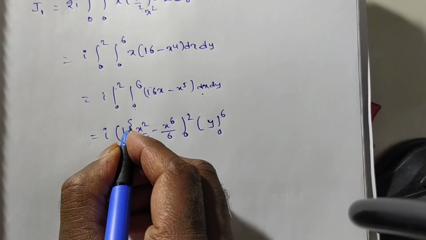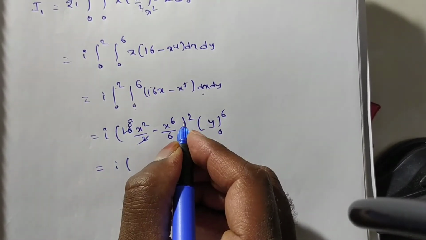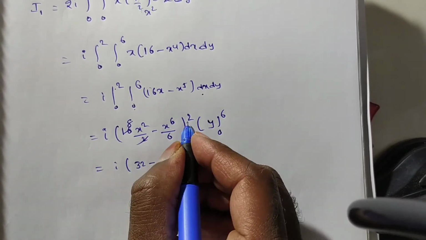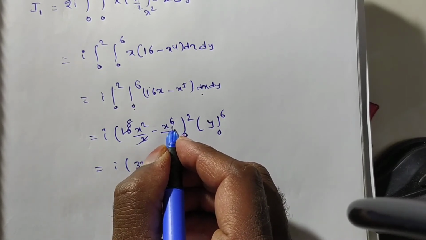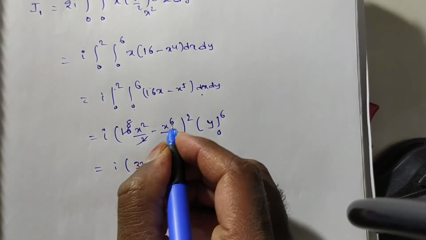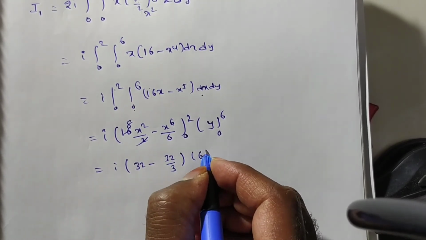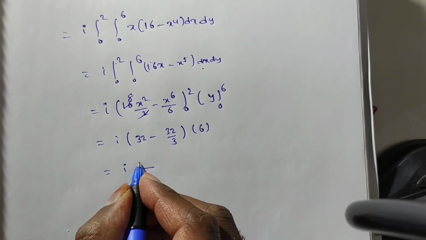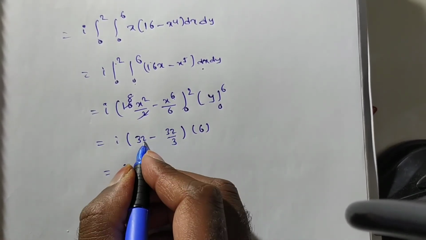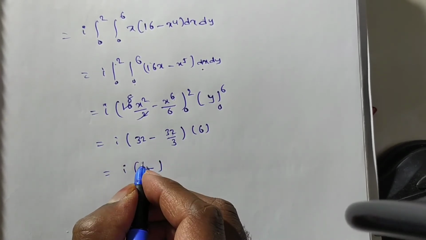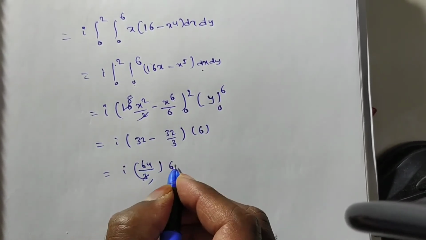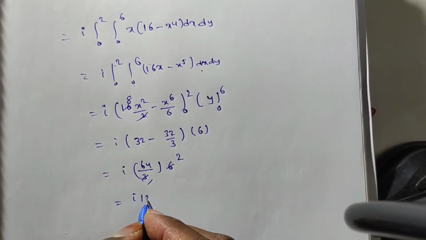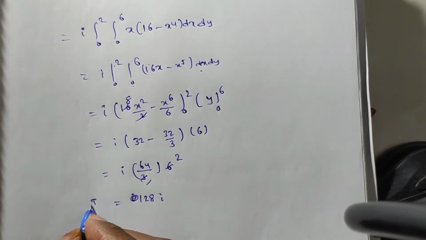2 1s are 2, 2 8s are 16. i times, if you substitute the upper limit, then you will have 4 times 8, which is 32. And if you substitute 2 power 6, you will have denominator 6; 2 power 6 is 64, 64 by 6 is 32 by 3. Into here you have a 6. Then in this case, i times: you will have 3 times 32 minus 32 by 3, which is 2 times 32 by 3, that is 64 by 3, into 6. 3 1s are 3, 3 2s are 6. So here you have i into 128. So 128 i is I1. Now I have to do I2.